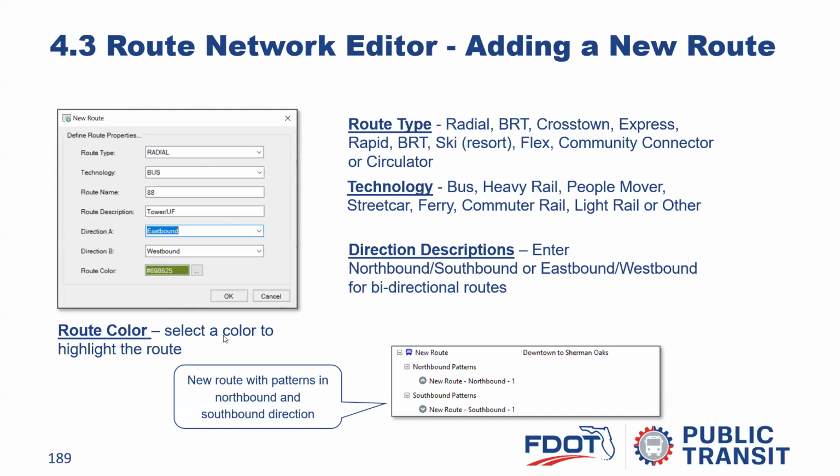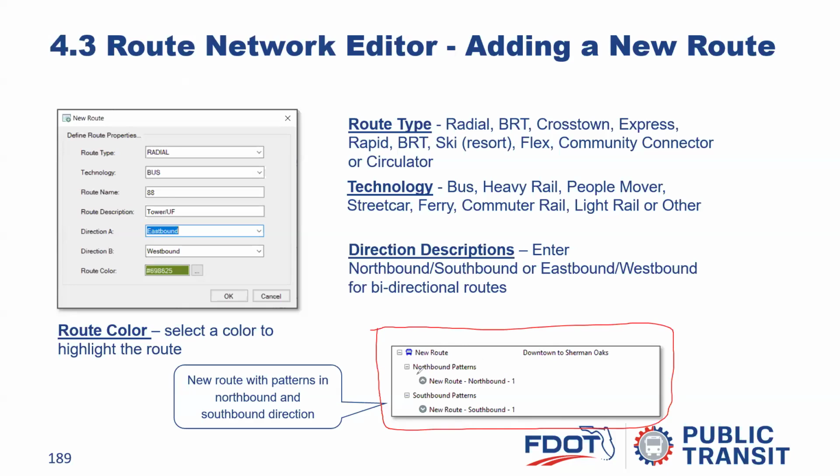You also would define a route color. So it'll provide a default color, but of course you can define a specific color for that route. When you do create it in TBEST Explorer, it will create the new route. So if we have, it's called new route downtown to Sherman Oaks.